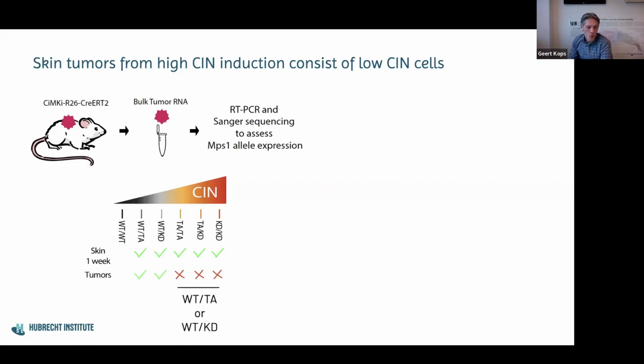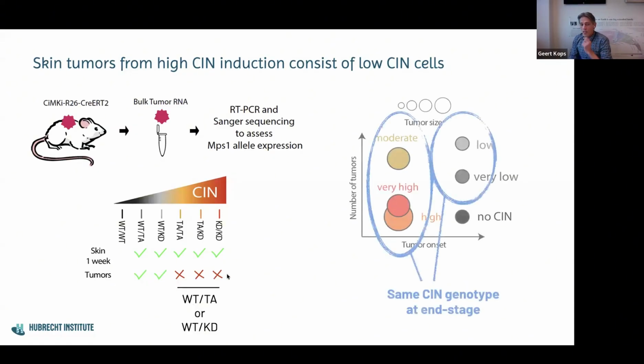When we, however, looked at the tumors, we noticed that only the low CIN tumors had the right mutations that we induced, but the higher CIN ones did not. They always lost one of the two alleles. And this was very clear, for example, in the TA-KD situation, whenever we sequenced, we only found wild type TA or wild type KD.